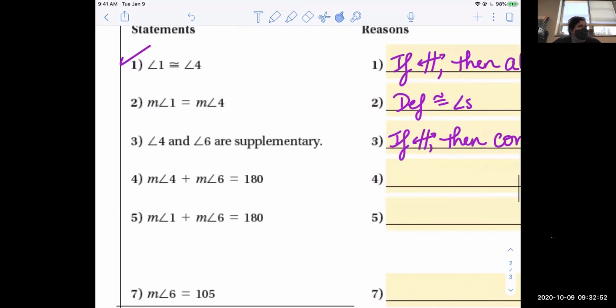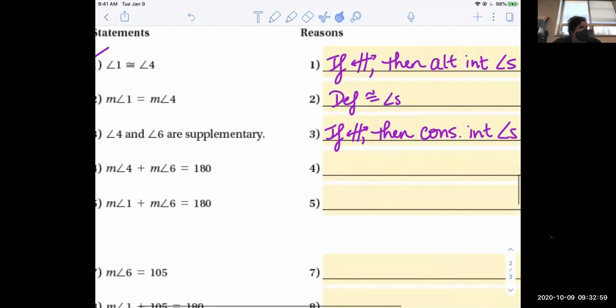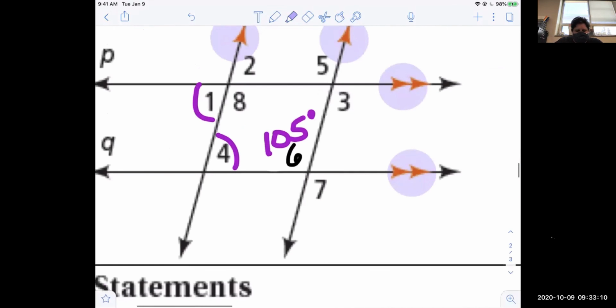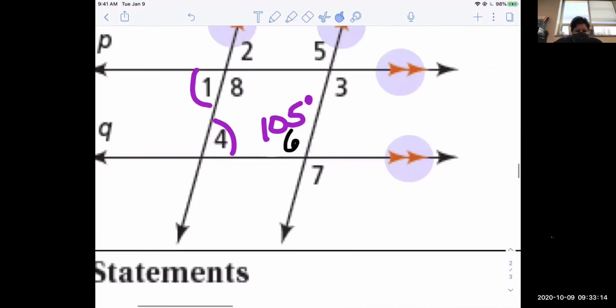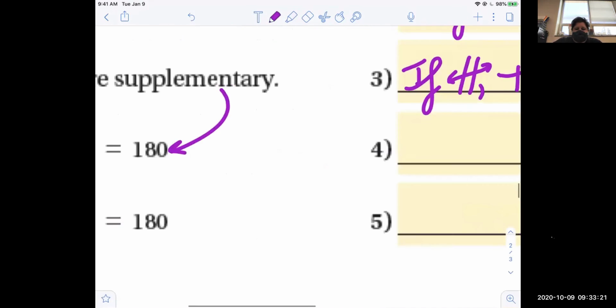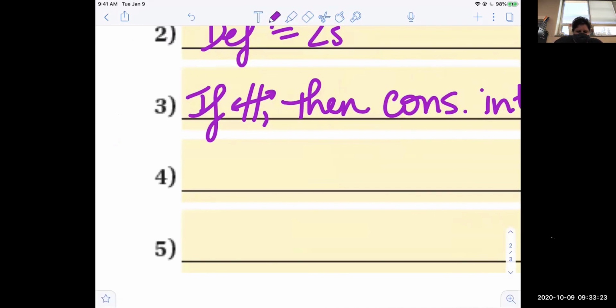Okay, and then how do you know that the measure of 4 plus the measure of 6 is 180? Sydney, what's the reason for number 4? Four and 6 are what? They're not a linear pair because they're not adjacent. They're consecutive interior. But you're actually going from the previous step. If they're supplementary, how do you know they add to 180? Yeah, that's just the definition of supplementary angles.